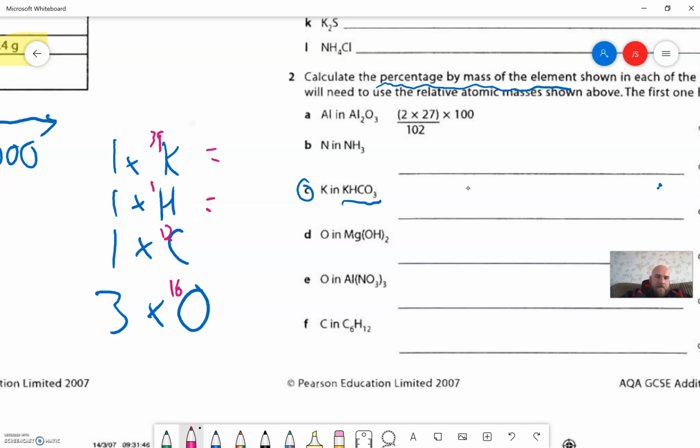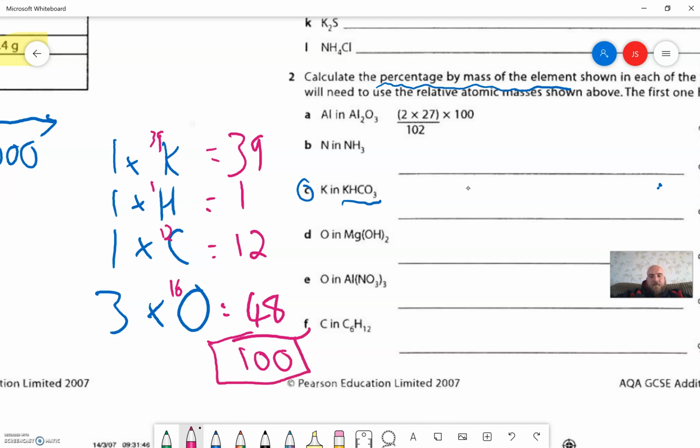So then let's add all these together. 1 times 39 is 39, 1 times 1 is 1, 1 times 12 is 12, 3 times 16 is 48. So let's add those numbers together to work out what the total mass is. It is 100. It's a very nice number for us. So the whole thing has a mass of 100.